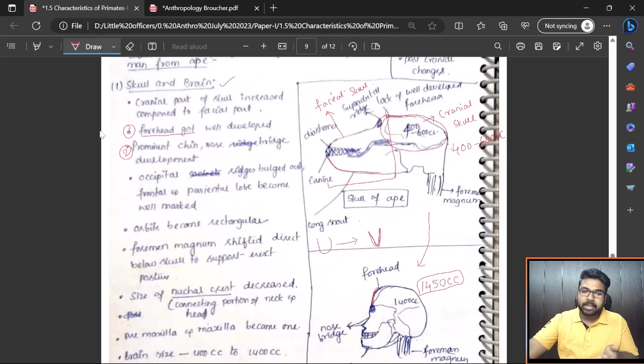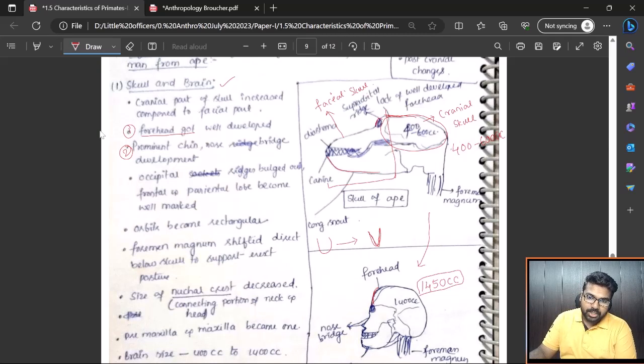And if the bigger face is there, then it won't help the mother in the smooth passage of the baby during the labor. So for that, in order to ensure that, it has to compromise, and there is a compromise on the face by losing that extra sensation of the smell. So this is another change.